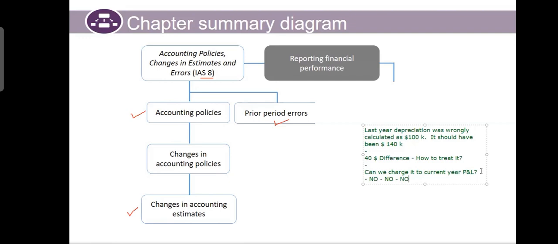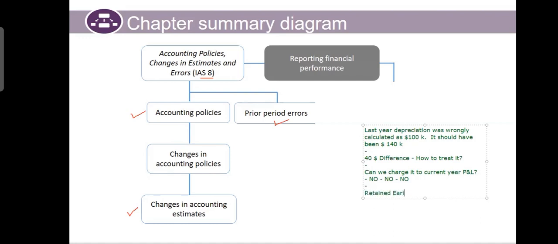So if you ever made a mistake in last year's calculation, it does not give you the flexibility to say, okay, last year I did not charge 40,000, let's charge it here now. Tax is the only exception. Forget about the tax, okay? Keep the tax, IAS 12, on one side. Other things you cannot do. So what you should be doing is charging it to retained earnings.